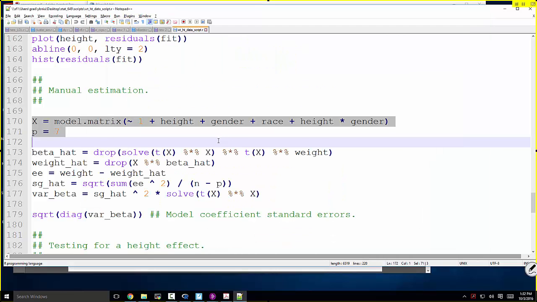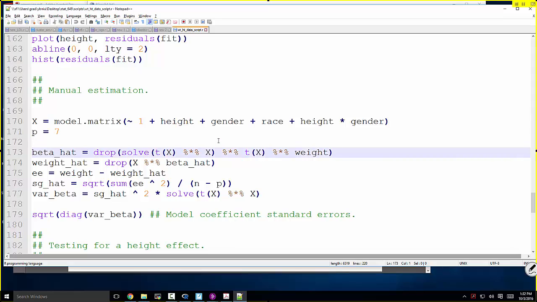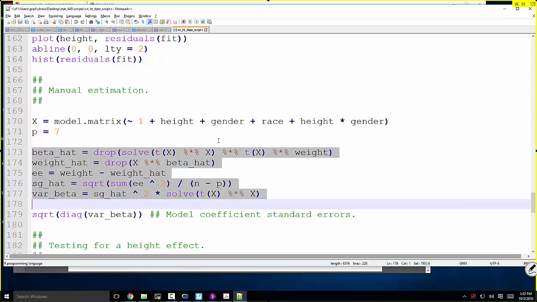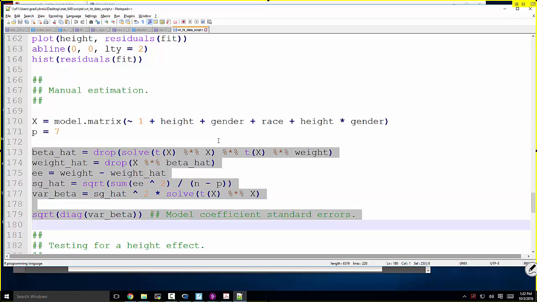Okay, with the design matrix, everything else is done as usual. So here are calculations for fitting this model.